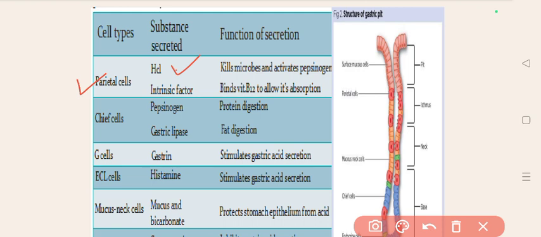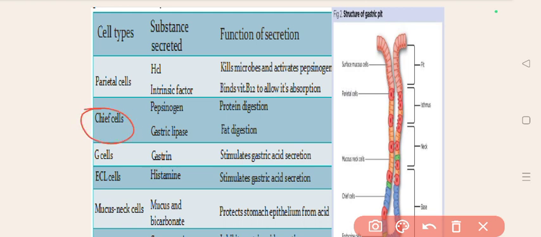And what is the function of HCl? It will kill microbes and activate the pepsinogen. Parietal cell is responsible for the secretion of HCl, and this HCl will kill all the pathogenic microorganisms, and it also activates the pepsinogen, which is responsible for the pepsin. Parietal cell also secretes the intrinsic factor, and this intrinsic factor binds with vitamin B12 and helps in the absorption of vitamin B12. Okay, intrinsic factor.